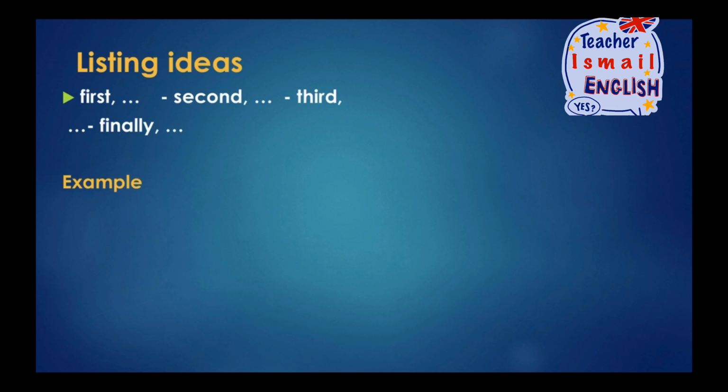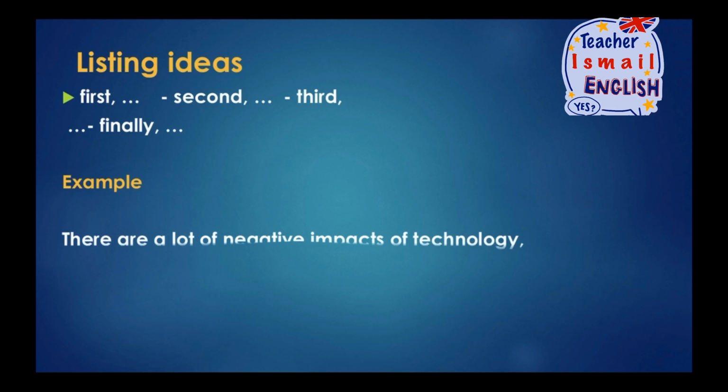So listing ideas means that you are giving ideas or writing ideas in order. We can use first, second, third, fourth, fifth, etc. And finally, when we are at the end, at the last idea, you should write finally. For example, here there are a lot of negative impacts of technology.